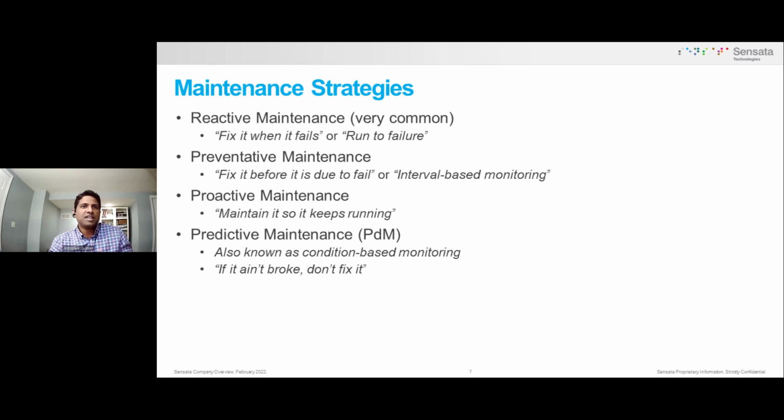So let's change gears a little bit. Let's talk about the maintenance strategies. There are four main types of maintenance strategies that are generally being practiced. The first one is called reactive maintenance, also known as fix it when it fails or run to failure type of maintenance. The overall maintenance cost for this kind of strategy is very high. And the cost of production downtime is high because you run the assets to failure.